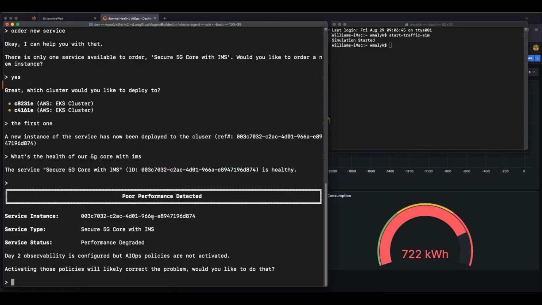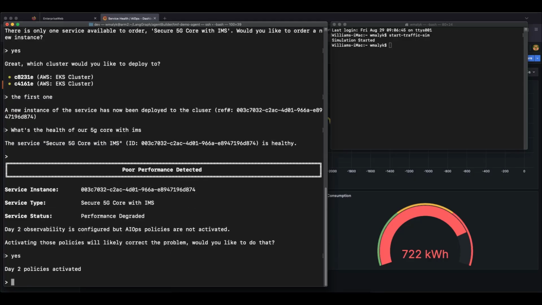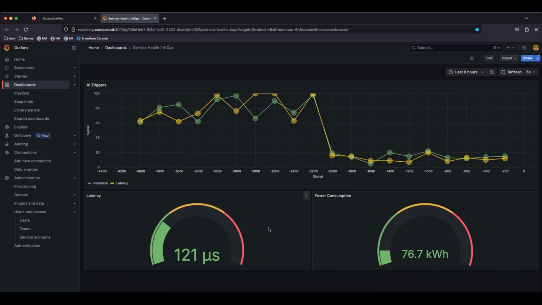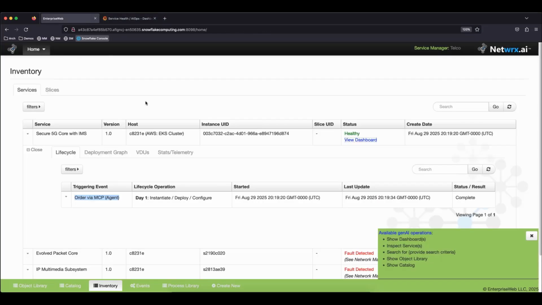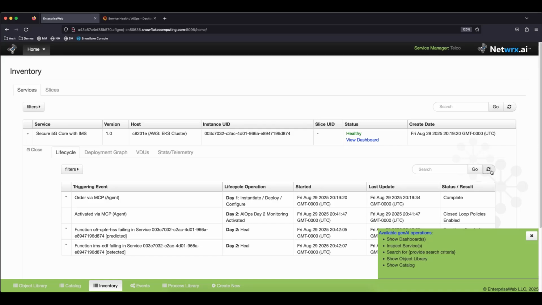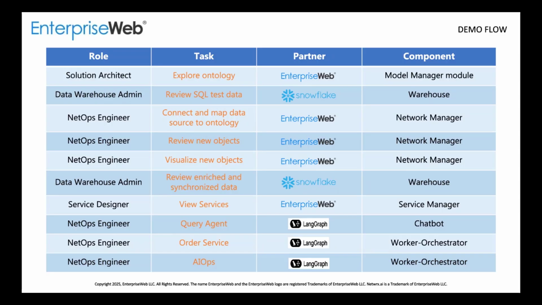You can see that it's just a simple matter of allowing the agent to fix the problem or make a correction. And you can see instantly the service health is restored back here in the dashboards. And of course, within Enterprise Web, here we'll start to see the healing events and so on the system is actually carrying out.